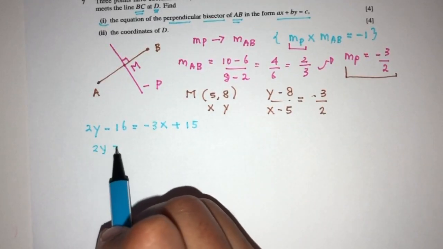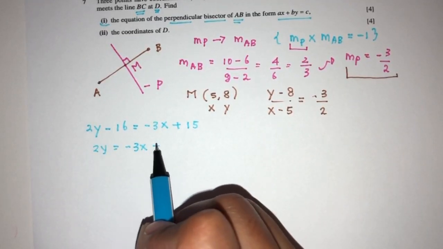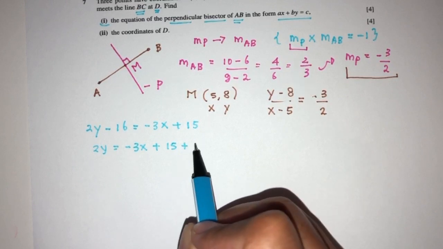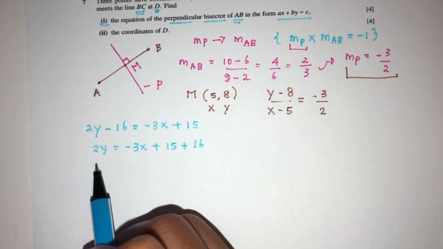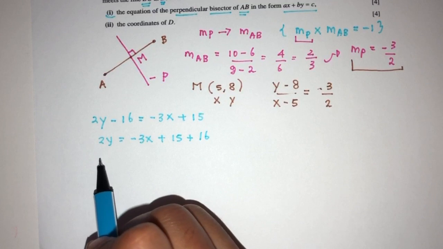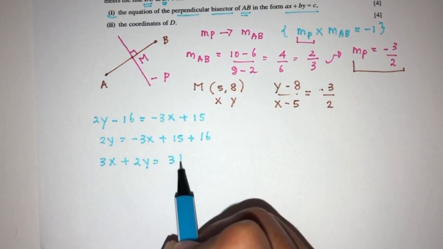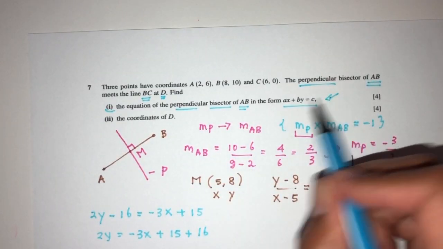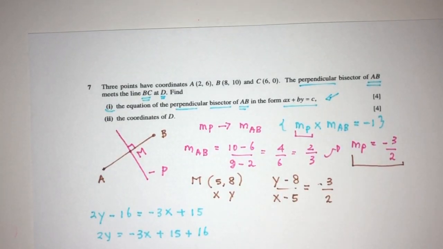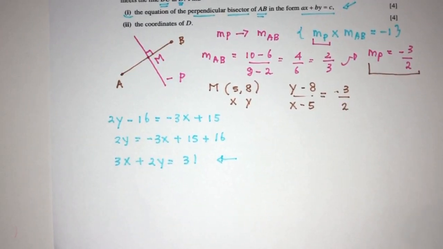So 2y has to be minus 3x plus 15 plus 16. That will be, sending this over here, 3x plus 2y, and that will be 31. This is shown as required for this form: ax plus by equal to c, where c is a constant value. That is part 1 of the equation.